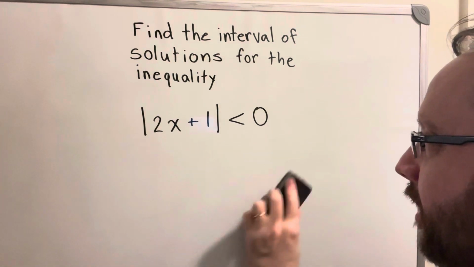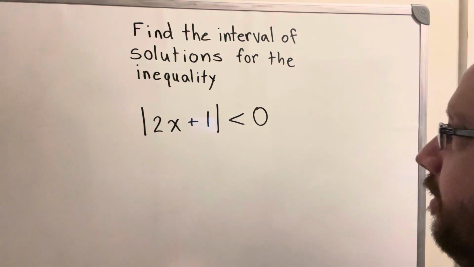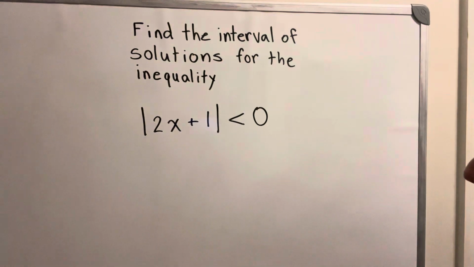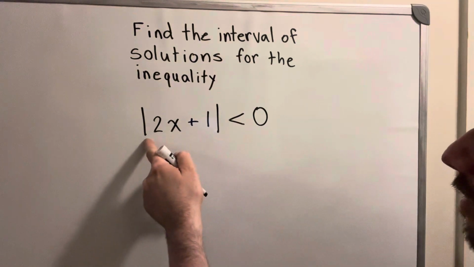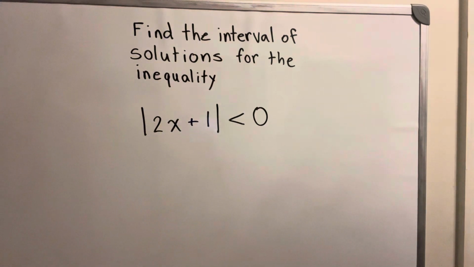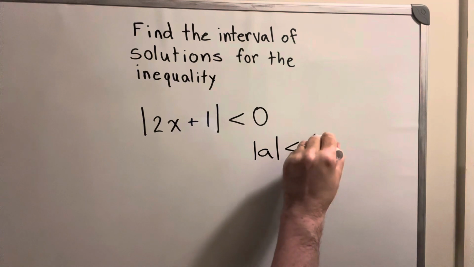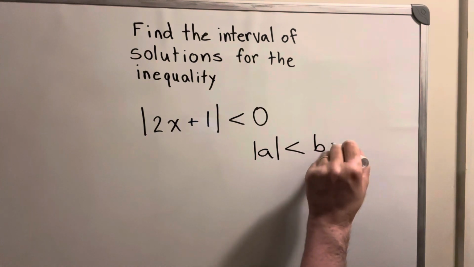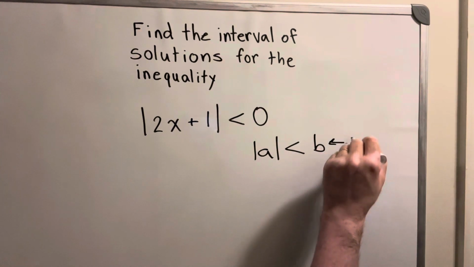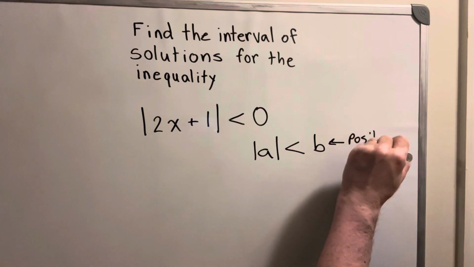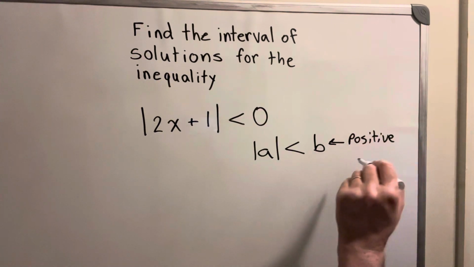If we stopped for a minute at the beginning and said, what do we know about absolute values? Can they ever be negative? Remember that they can't be negative. The condition for saying that the absolute value is less than some b is that this b is a positive number.